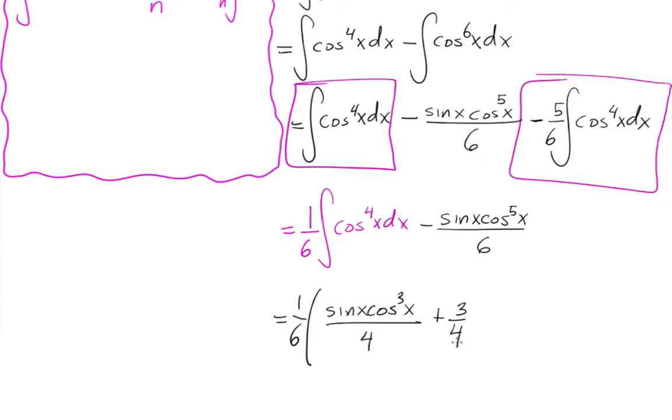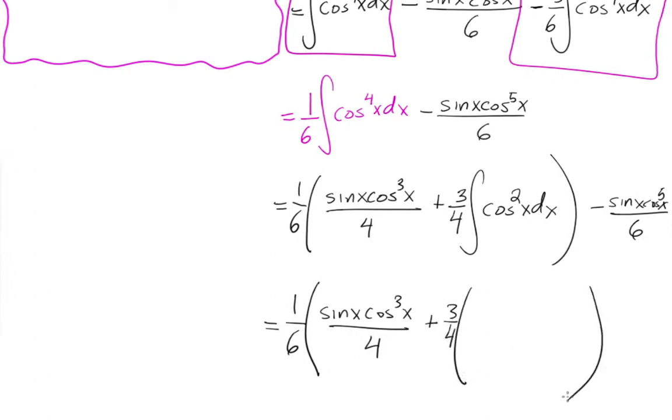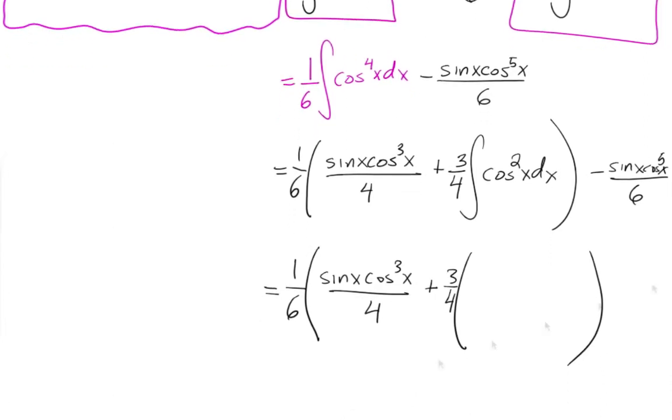3/4, right? N minus 1 over n, integral of cosine squared x dx. And then minus sine x cosine to the fifth x over 6. Okay, and then this is equal to 1/6 sine x cosine cubed x over 4 plus 3/4 times, one last time, reduction formula there.